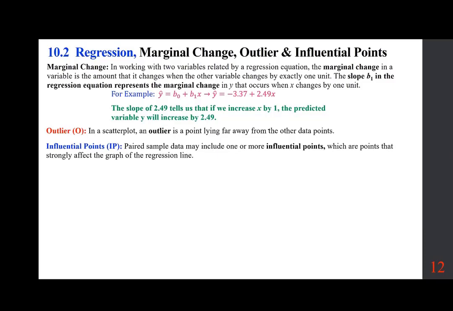Could somebody read this paragraph for us? In a scatter plot, an outlier is a point lying far away from the other data points. Influential points, IP. Paired sample data may include one or more influential points, which are points that strongly affect the graph of the regression line. Thanks, Peter.